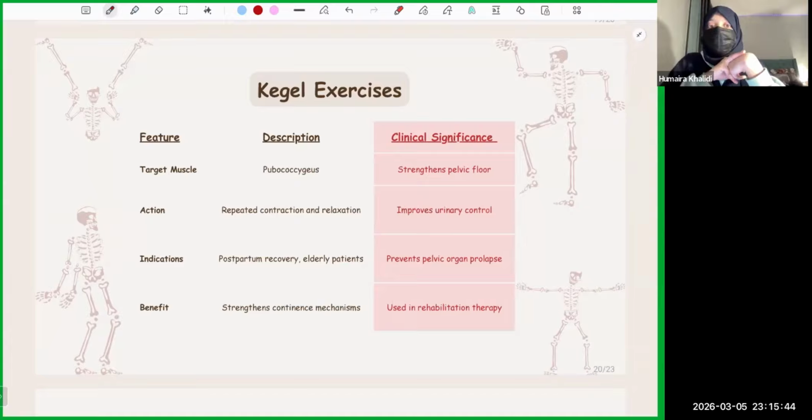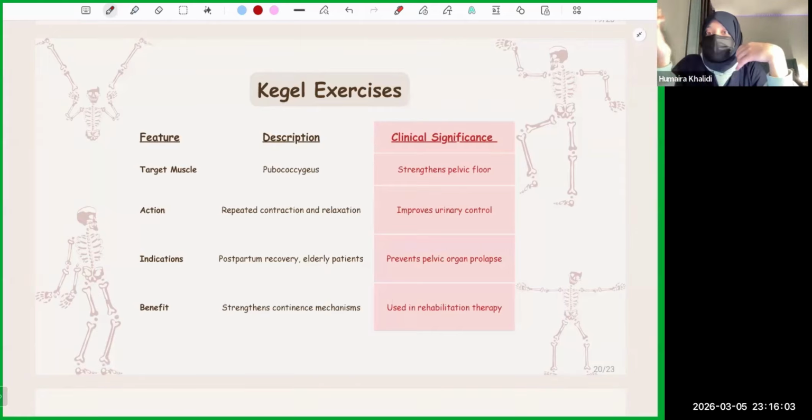Okay? So you perform the Kegel exercises, which help you, and there's two types. You have delayed contraction and relaxation, and you have repeated contraction and relaxation, which is very fast. And this improves the urinary control. It's used to prevent pelvic organ prolapse.